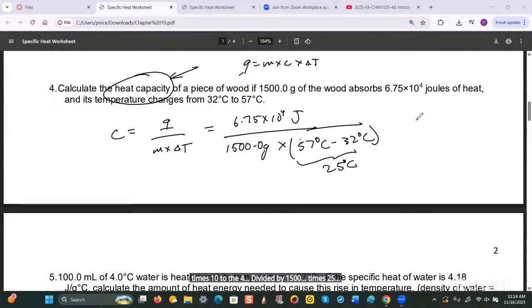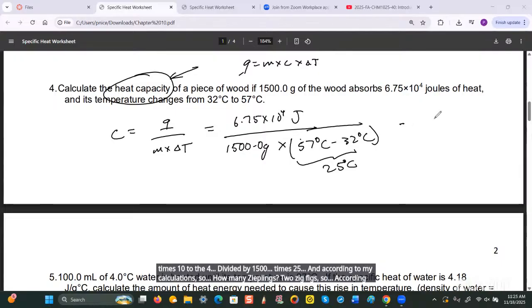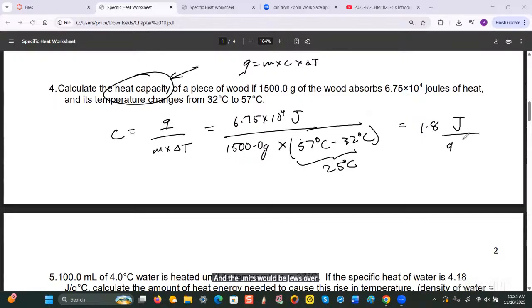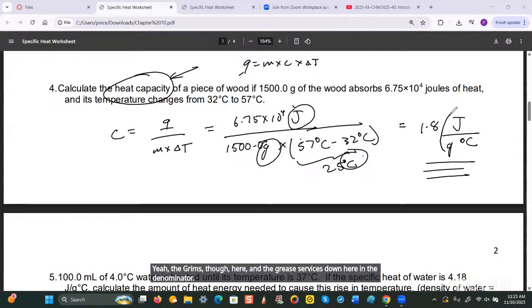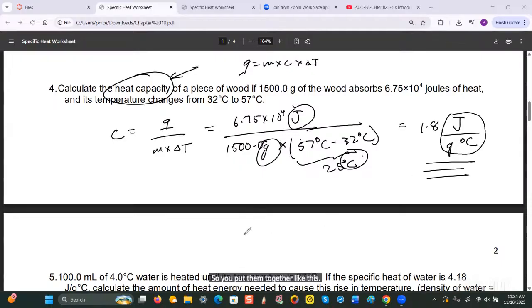And according to my calculation, so how many sig figs? 2 sig figs. So according to my calculation, the answer is 1.8, and the units would be joules over gram degrees Celsius. And that's how that is done. Why do we mark it as joules over grams degrees Celsius? Because you have the joules here in the numerator, in the setup. You have the grams and degrees Celsius down here in the denominator. So you put them together like this. Oh. All right. Thank you.